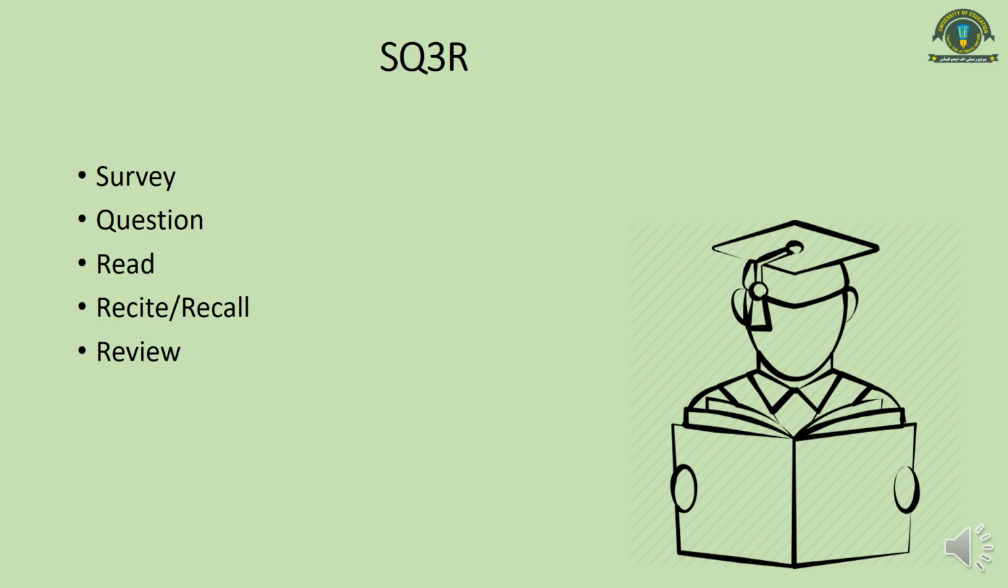Now question is the second phase. When you are going through the survey, certain questions come to your mind, like what could be the climax of the book, or how could this character be the protagonist or main character of the book, or what is the new theory that is propounded by this author. There could be certain questions. The answer to those questions is very much there in your book. So you start reading the book. Reading is the third stage.